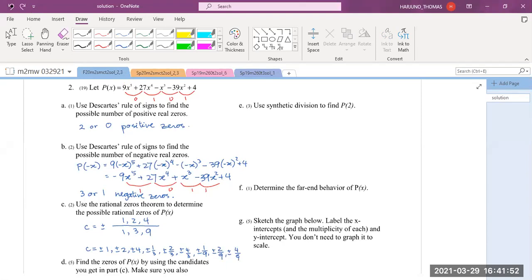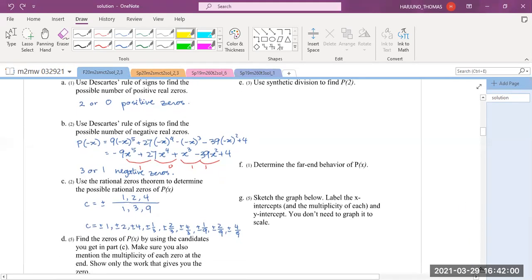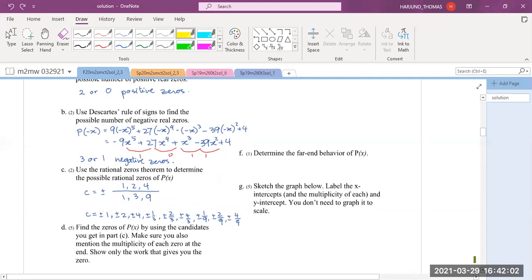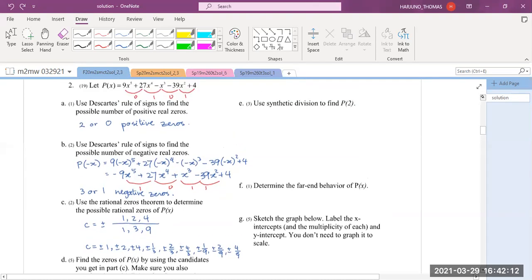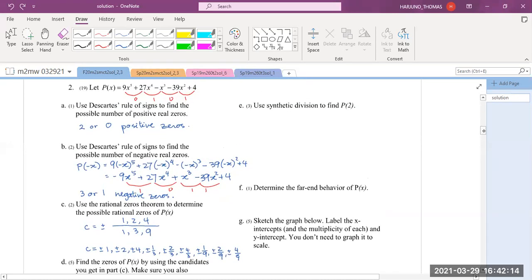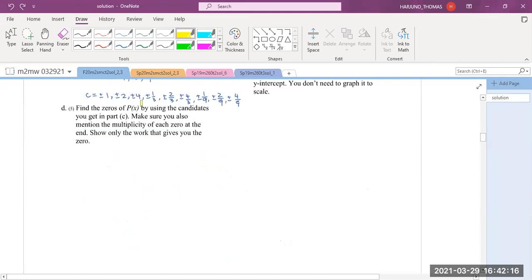Now, next question, find the zeros of the polynomial using the candidates you get in part C. Now, make sure you also mention the multiplicity of each zero at the end. Now, show only the work that gives you the zero. So in your test later on, make sure you have a scratch paper. You should have scratch paper all the time next to you, right? But this is where your scratch paper becomes very crucial because I want you to only show the work that gives you the 0.